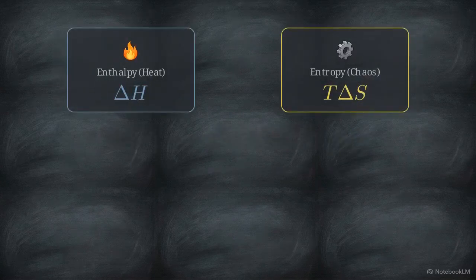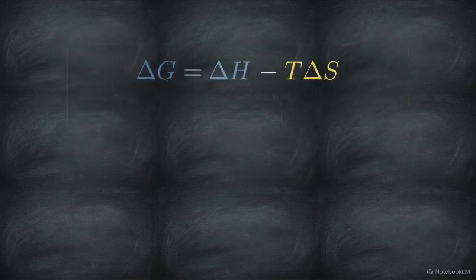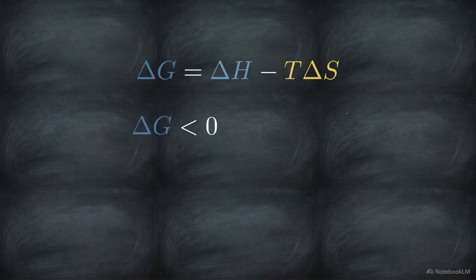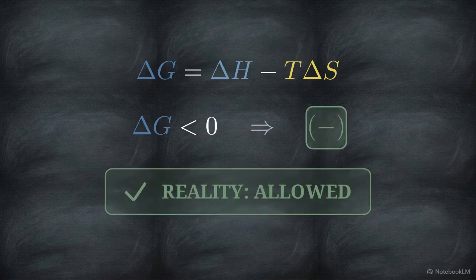By combining enthalpy and entropy into one calculation, the Gibbs equation provides the final numerical sign needed to determine if a reaction is physically capable of occurring in the real world.